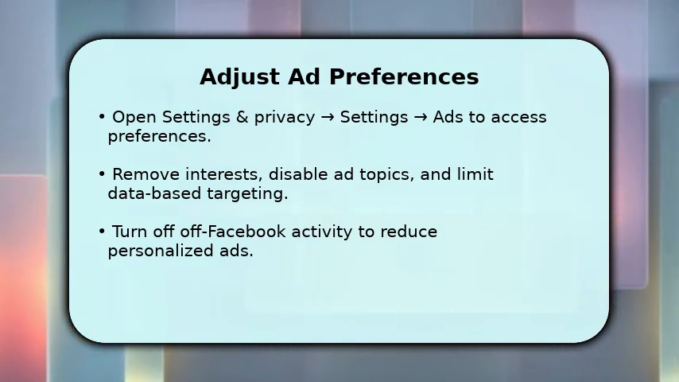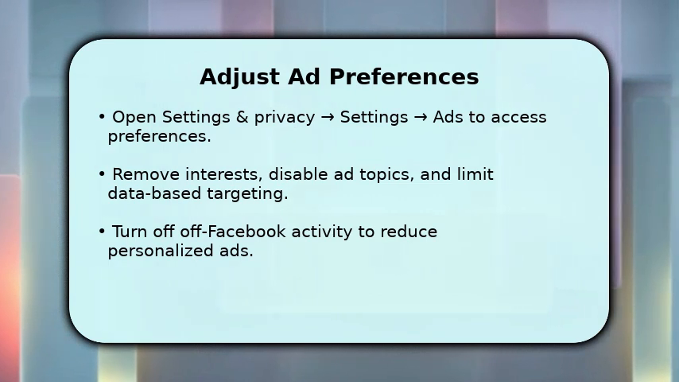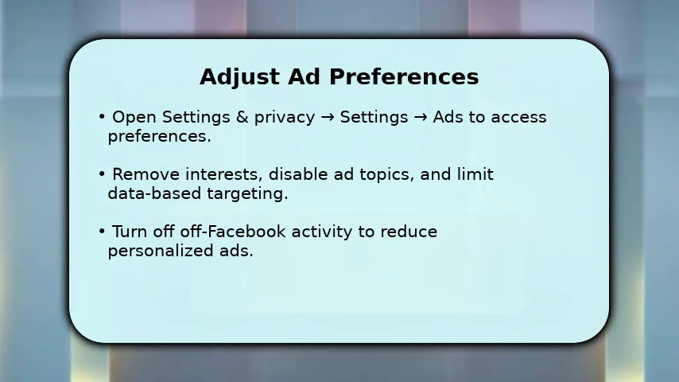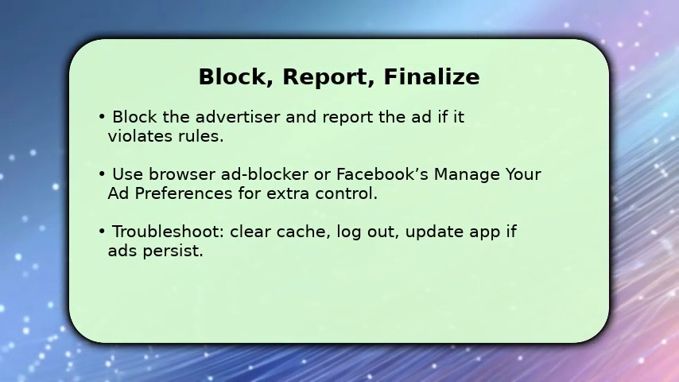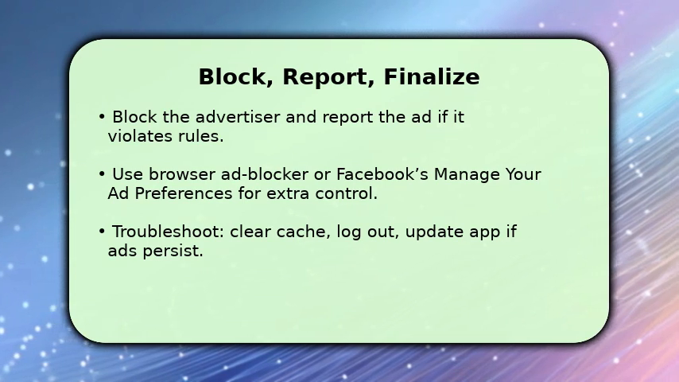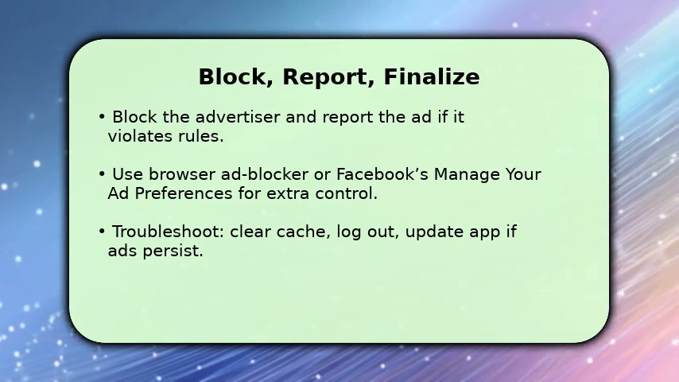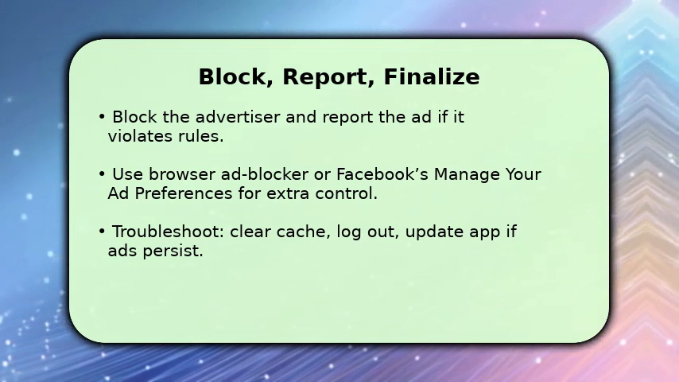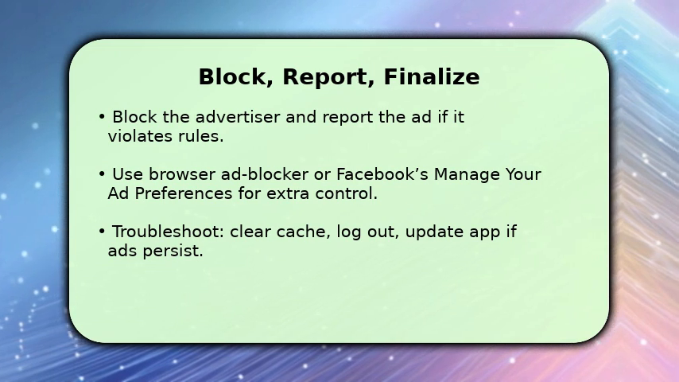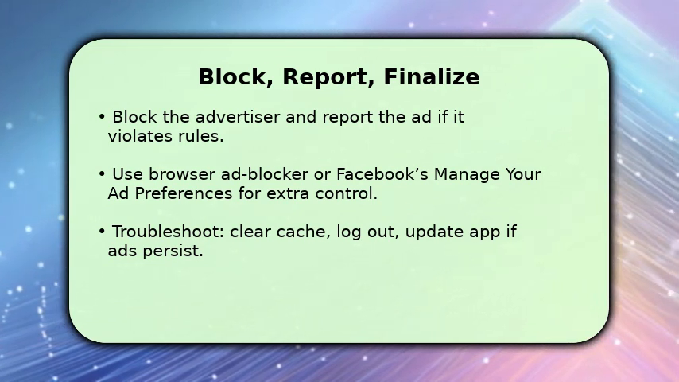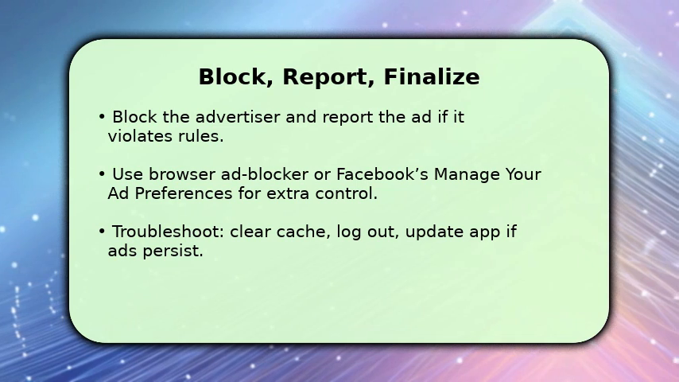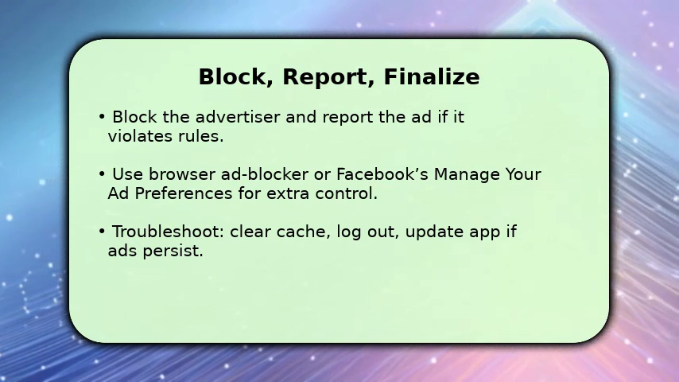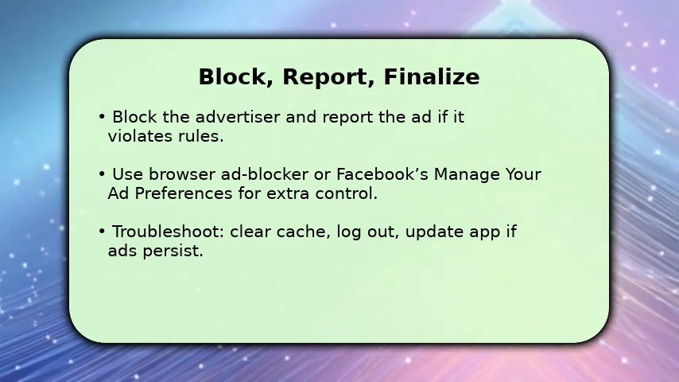These middle steps take time, but they substantially cut the frequency of similar ads over the next days. Finish by blocking or reporting persistent advertisers directly from the ad menu. Reporting helps remove policy-violating content. You can also install a reputable browser ad blocker for desktop or use Facebook's Manage Your Ad Preferences for stricter control. Make sure to log out and back in after major changes so settings sync.